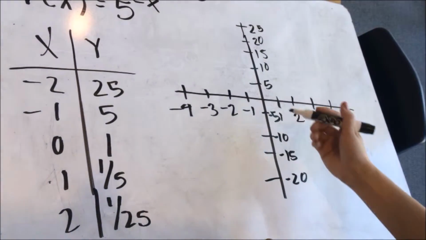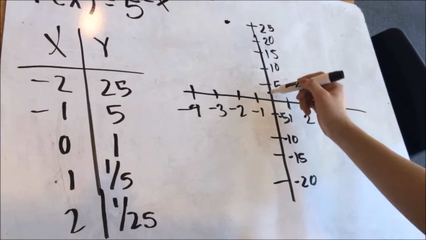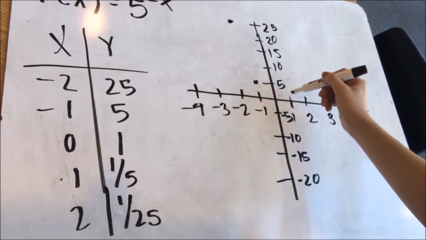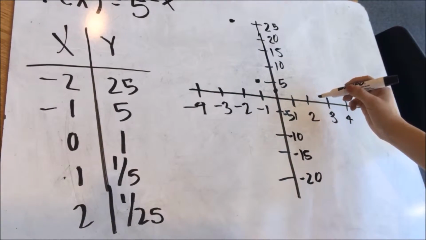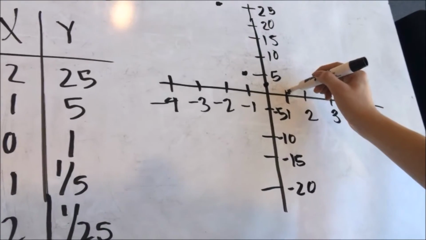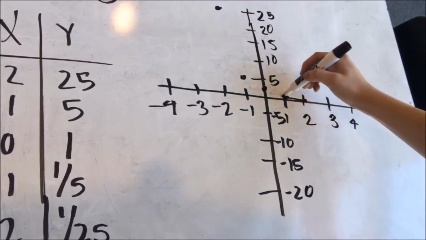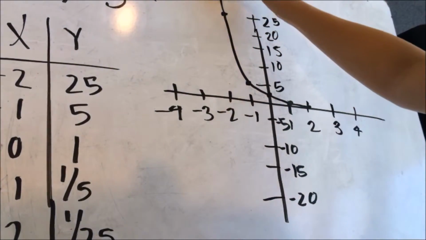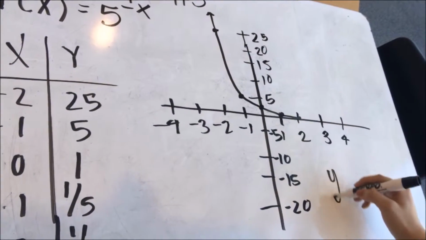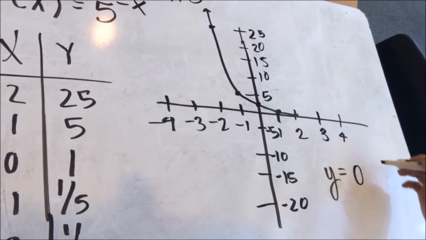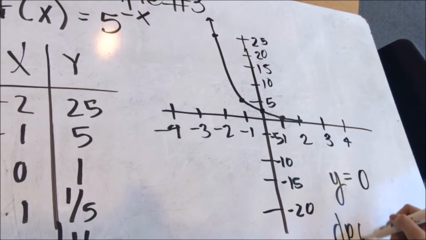So negative 2 would go up to 25. And then negative 1 would go up to 5. And then 0 we have at 1. And then since you can't really get an accurate measurement of this one, you kind of just have to estimate. And your graph should look something like this. For this one, your asymptote is also going to be at y equals 0, and this graph would be considered decreasing.